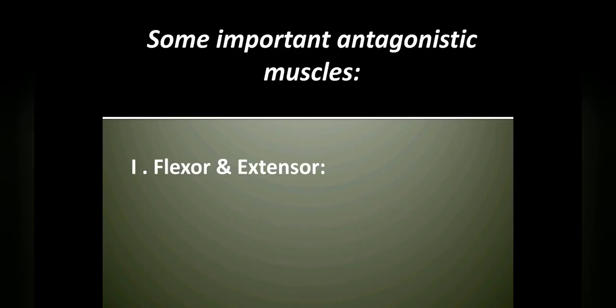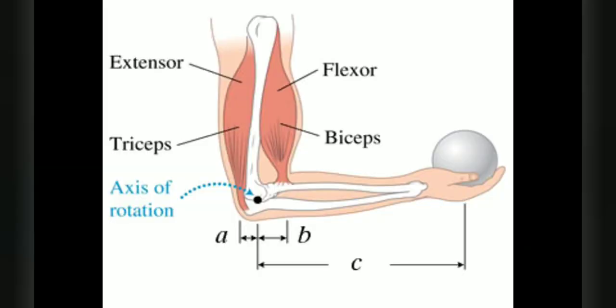And now let's see some important antagonistic muscles which are present in our body. First one is flexor and extensor. Just now I told you. Flexor muscles on contraction results in bending or you can say flexion of a joint. That means it brings about folding. Example is biceps. An extensor muscle on contraction results in straightening or extension of a joint. Example is tricep.